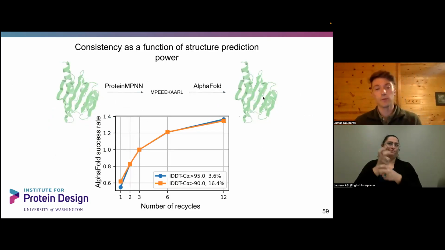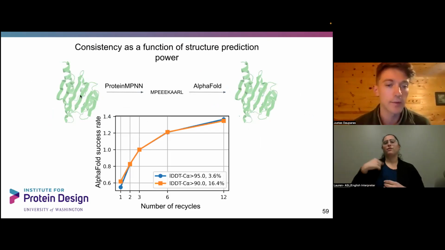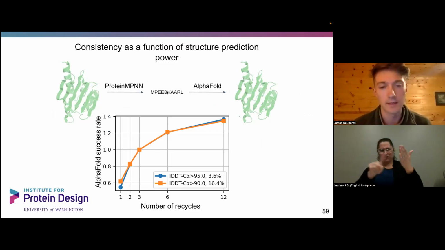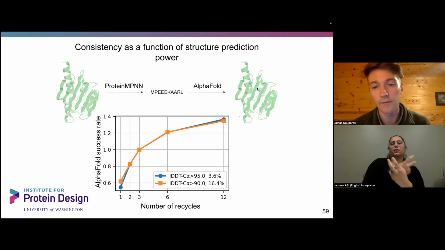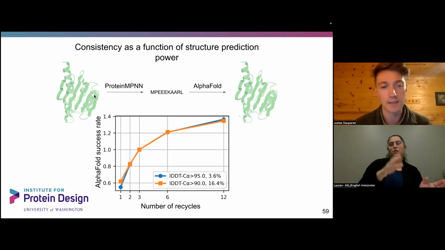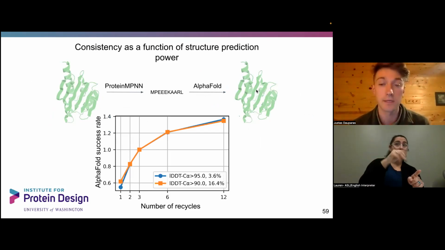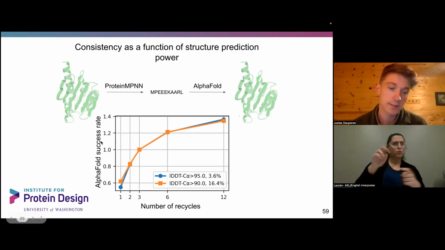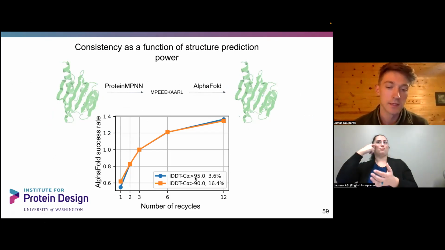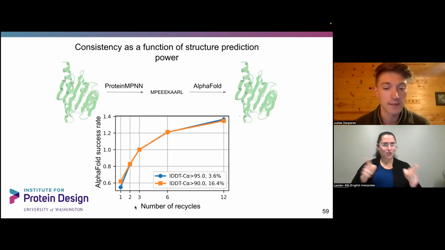Also, when we think about this consistency check, we have the input backbone and one model, ProteinMPNN, and then we have a sequence and another model, AlphaFold. The question is, when it doesn't match, why doesn't it match? Did ProteinMPNN come up with a bad sequence, or is it that AlphaFold couldn't predict the structure? So this is showing the AlphaFold success rate to match these 90 and 95% cutoffs as a function of the number of recycles.